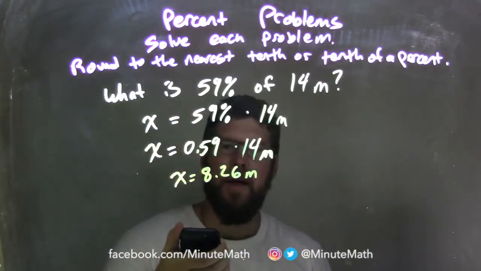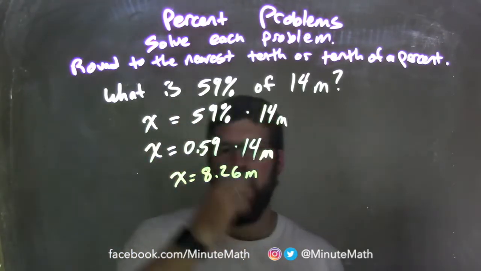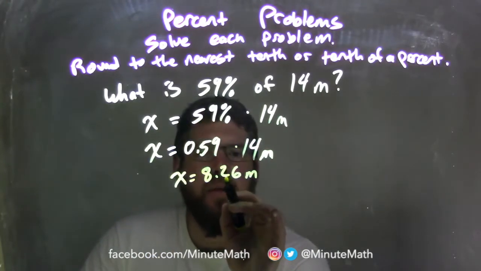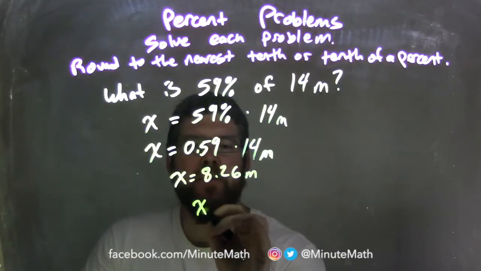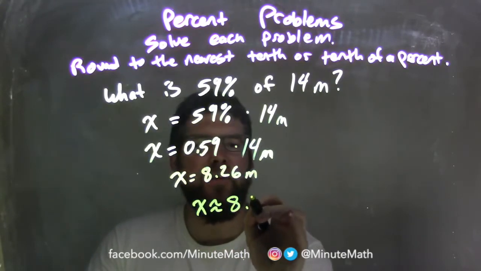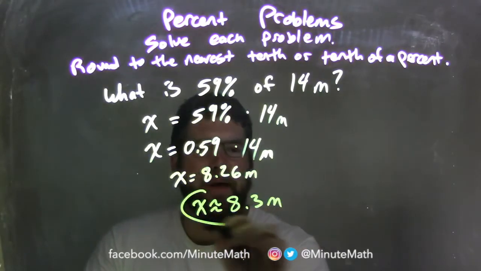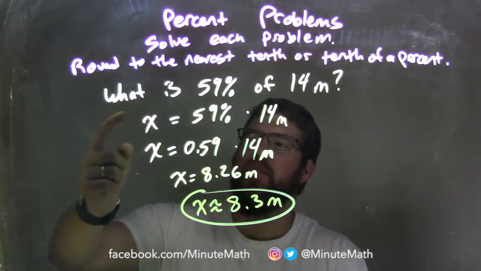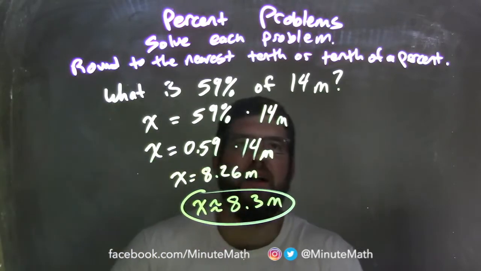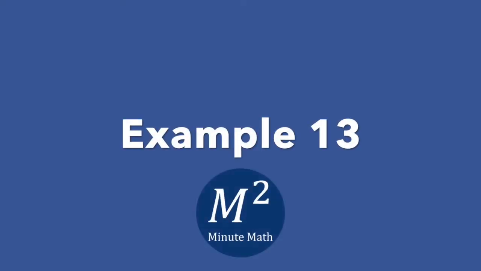But now I need to round that to the nearest tenth. So look at the 2 and the 6. The 6 causes the 2 to round up to a 3. So we're left with x is approximately 8.3 meters. That is our final answer. It answers the question: 8.3 meters is 59% of 14 meters.